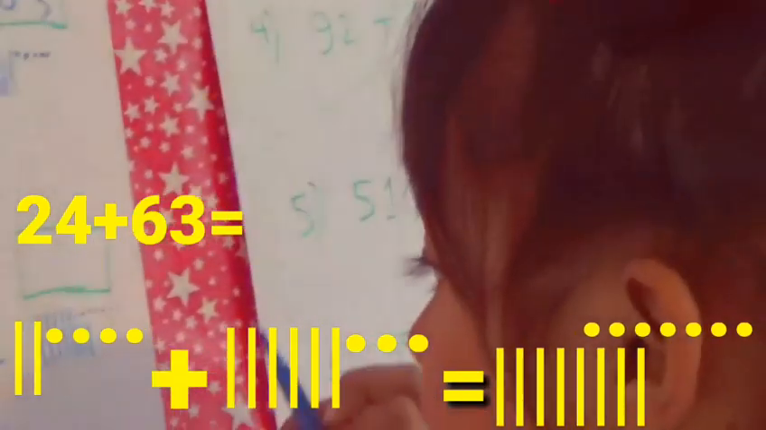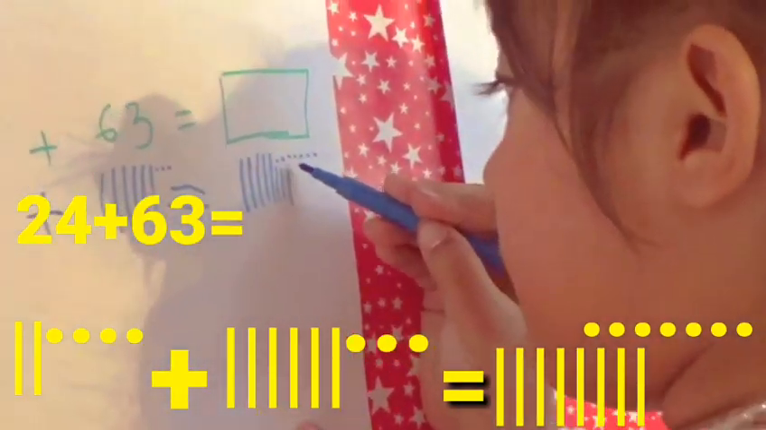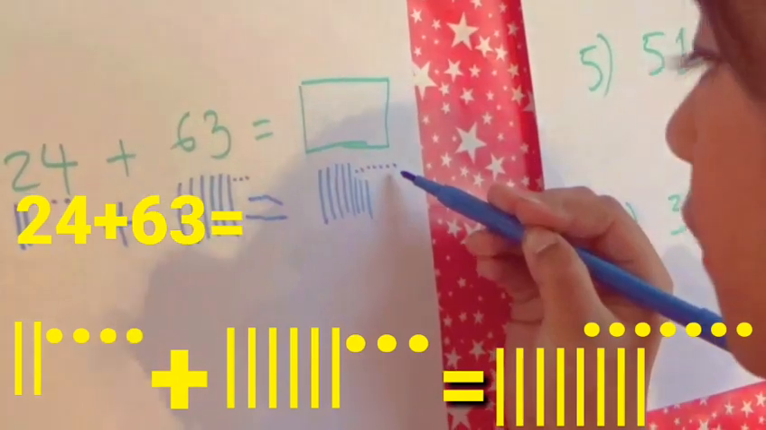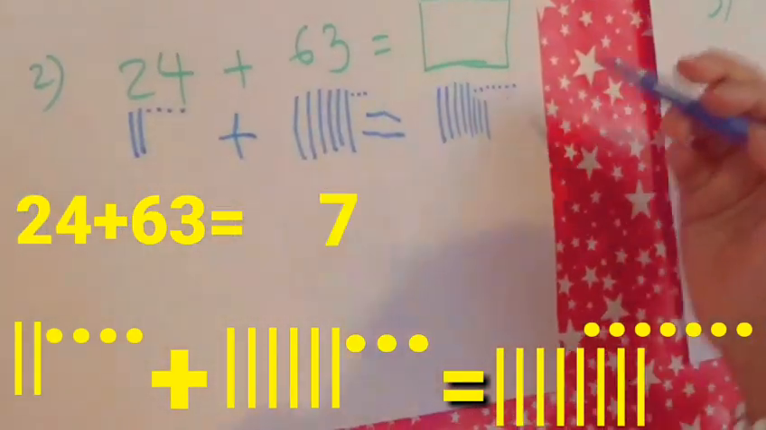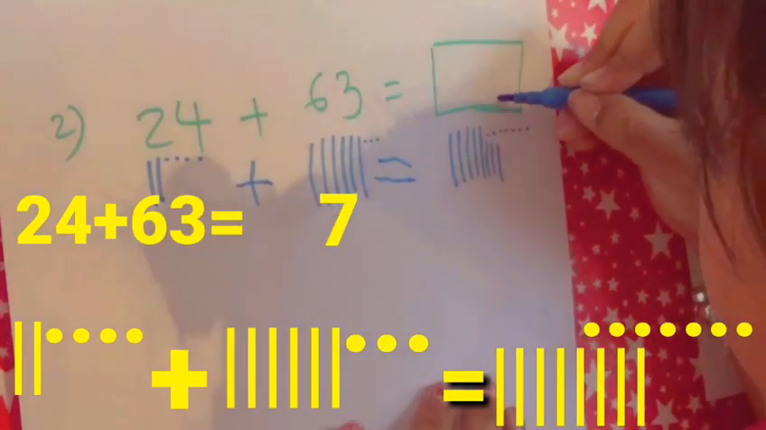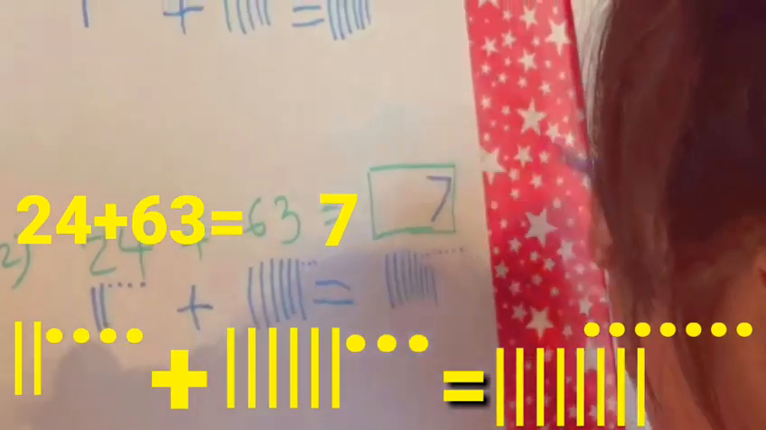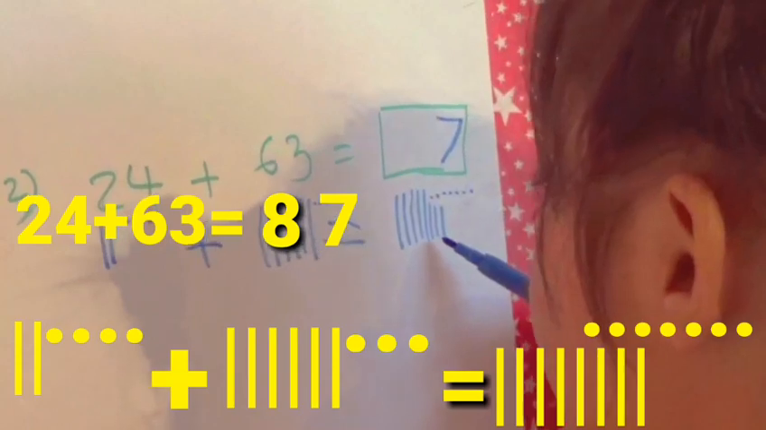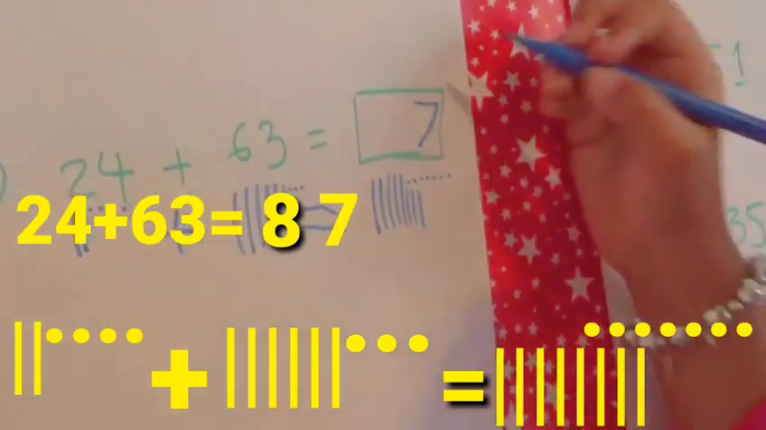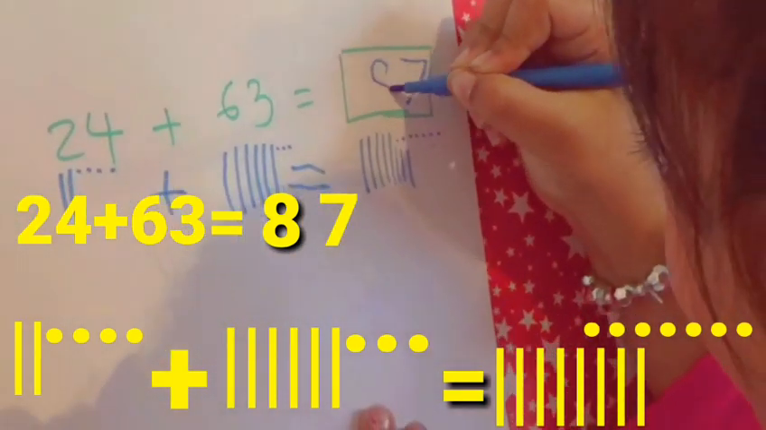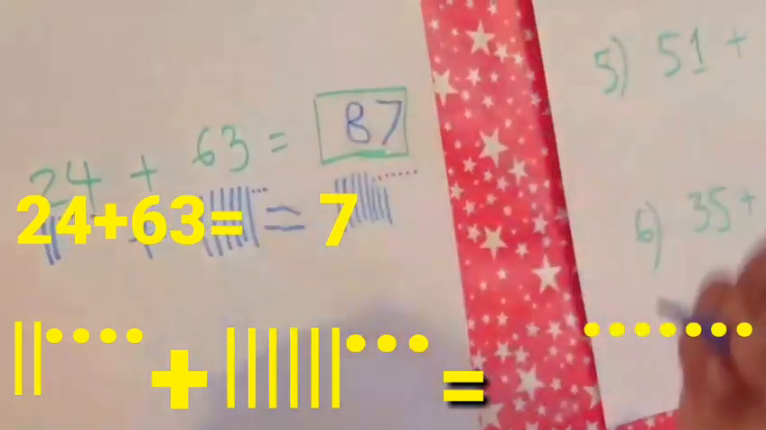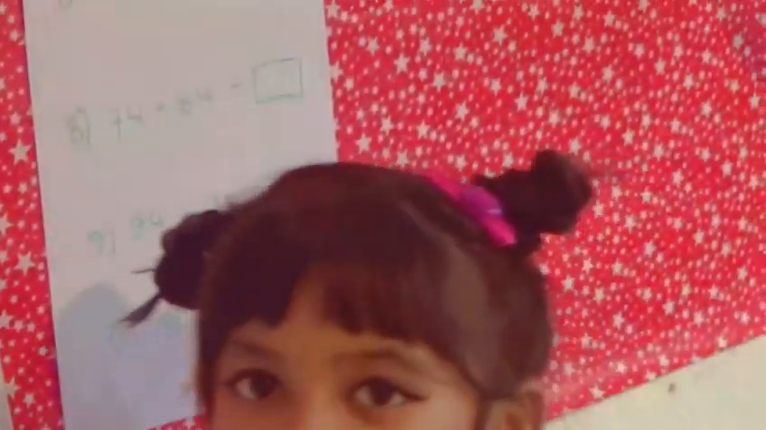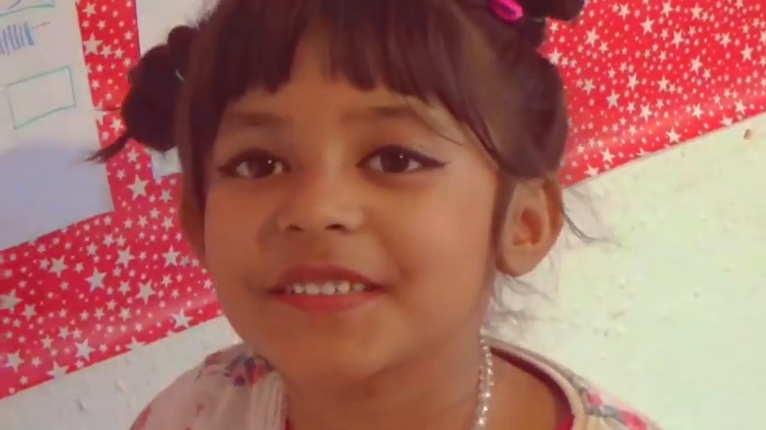Let's count how many dots. 1, 2, 3, 4, 5, 6, 7. Then let's write 7. And how many lines is 1, 2, 3, 4, 5, 6, 7, 8. Now let's do the next one.